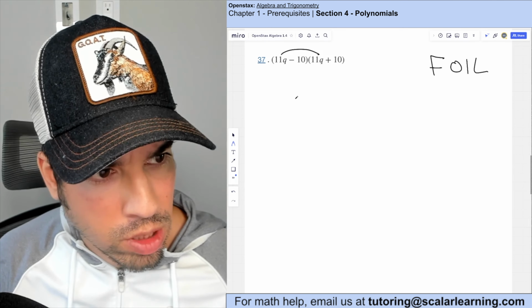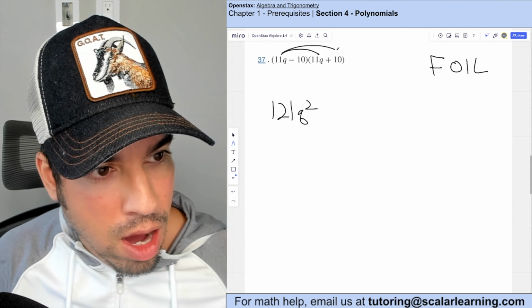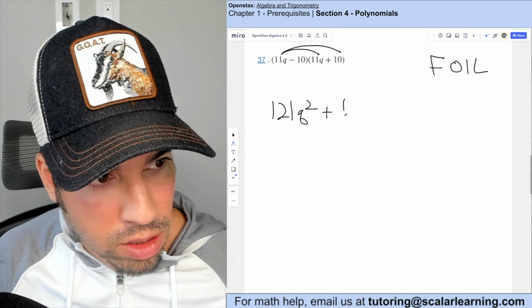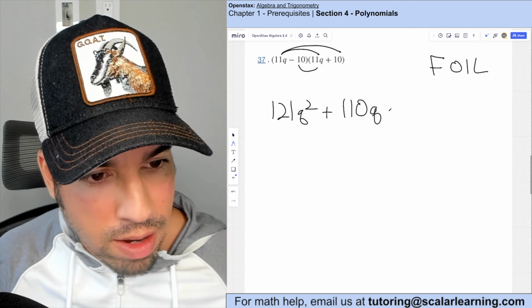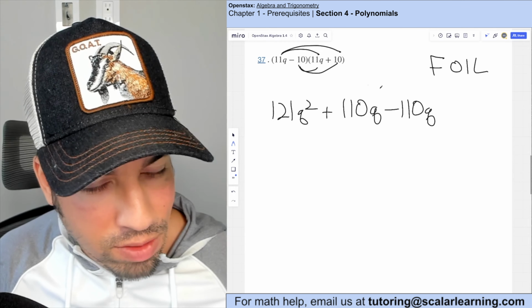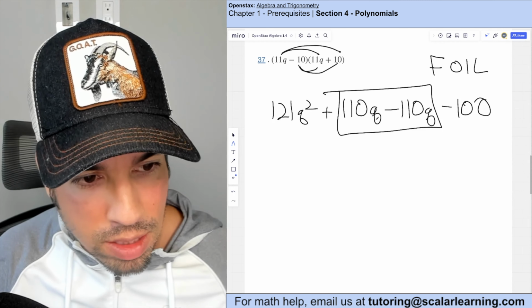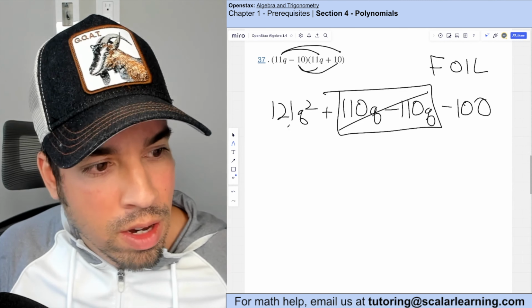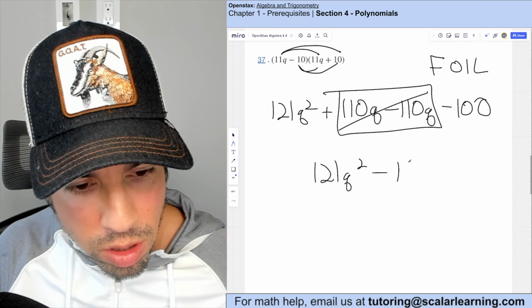We're going to start by foiling. First term's 11q times 11q is 121q squared. Outer, 11q times 10 is 110q. Inner, negative 10 times 11 is negative 110q. And last, negative 10 times 10 is negative 100. These are opposites. These cancel out to 0, and then we are left with 121q squared minus 100.